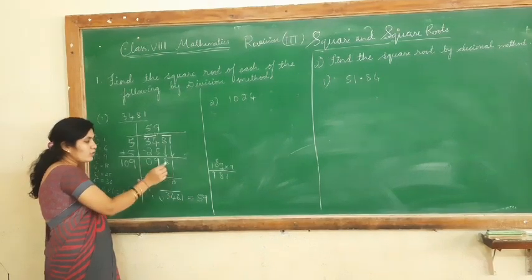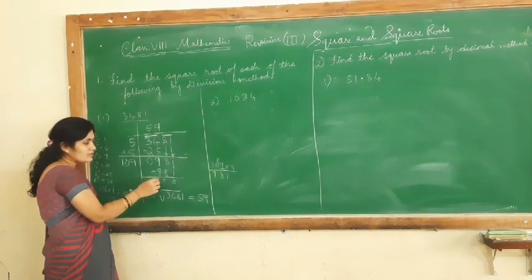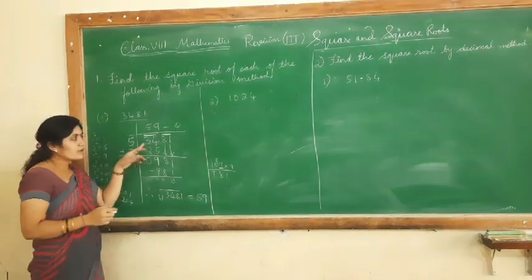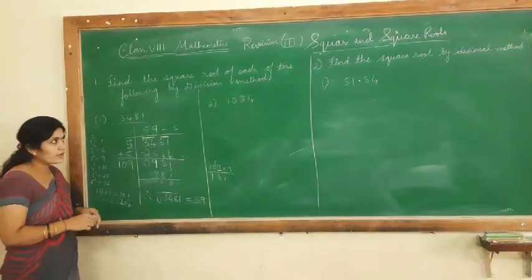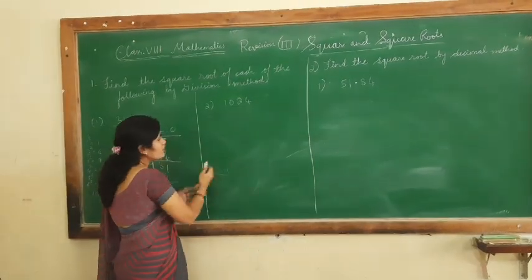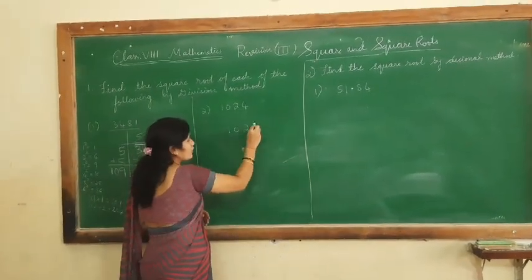1 minus 1 is 0. 8 minus 8 is 0. 9 minus 9 is 0. Therefore the quotient itself is the square root of the given number, that is 3481. Now again let us move on to the next number, that is 1024.